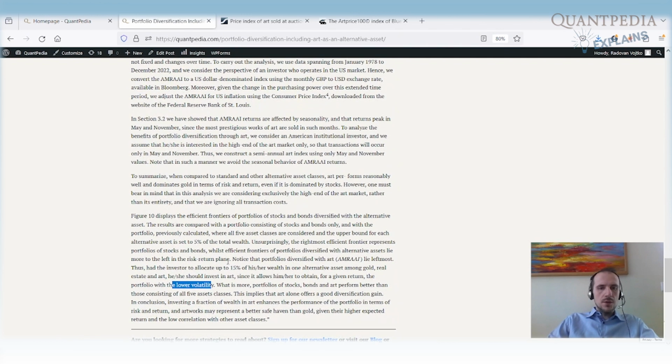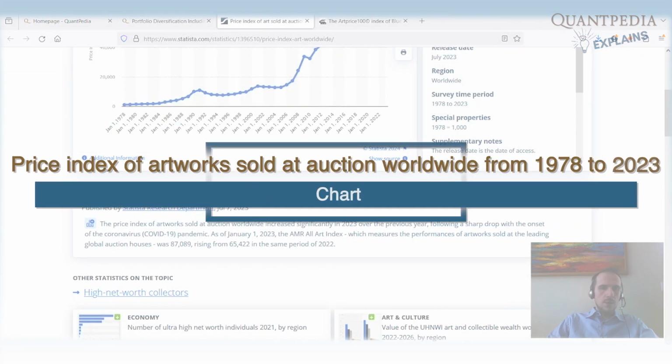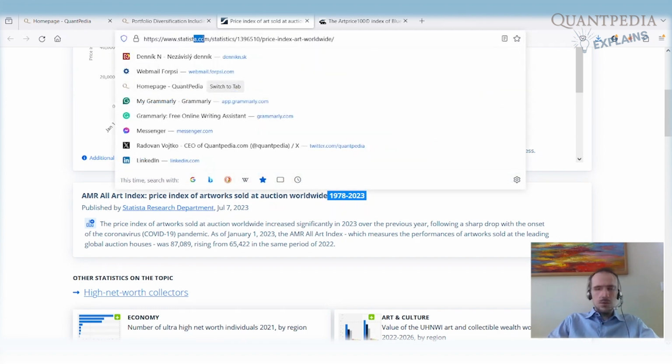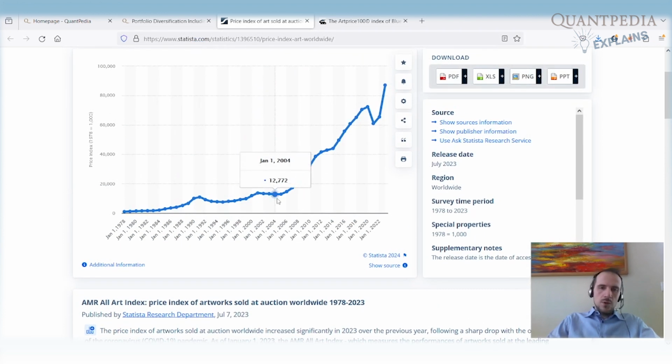There are a lot of other indexes. You can try to run this analysis by yourself. You can find the MAR-AII index, the price index of artwork sold at auction worldwide from 1978 to 2023, on Statista. The link is included in the description, but it's a yearly performance. The yearly performance is not as useful as monthly or weekly performance.